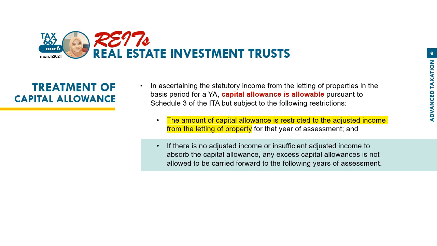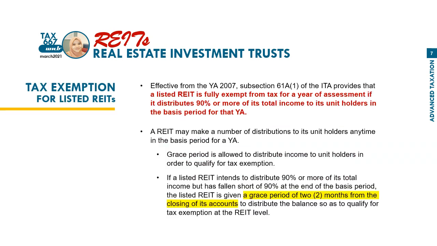CA yang belum habis utilize, unabsorbed CA cannot be carried forward to subsequent years. It will be permanent loss and the excess of CA tu akan disregarded. Okay, so far you dah tahu dah treatment untuk REITs. Kalau ada business loss, tak boleh carry forward ke tahun depan. Kalau ada CA yang excess, yang tak guna tahun tu, tak boleh carry forward ke tahun depan juga. Dan apa lagi? Oh, lagi satu yang rental akan ditreat sebagai business income bawah 4A.